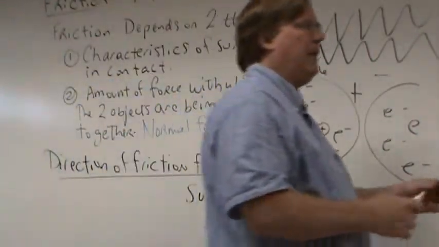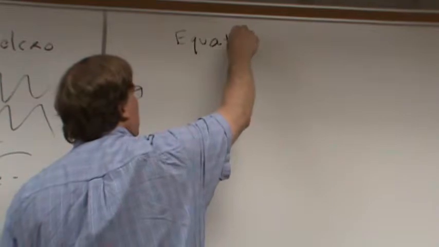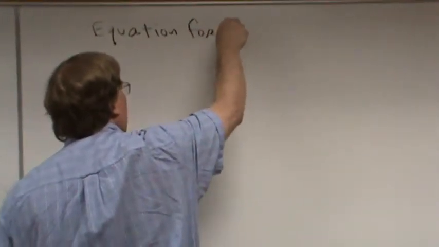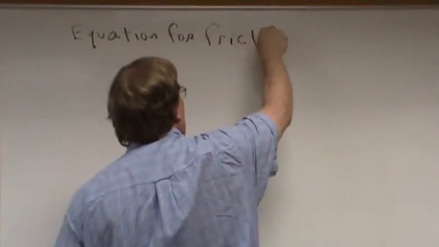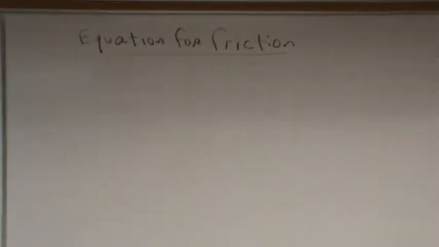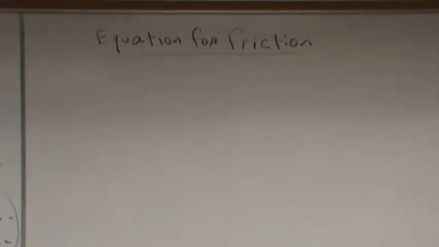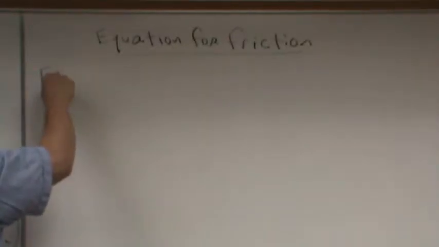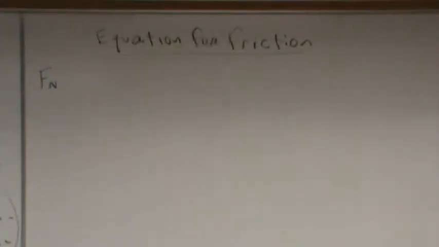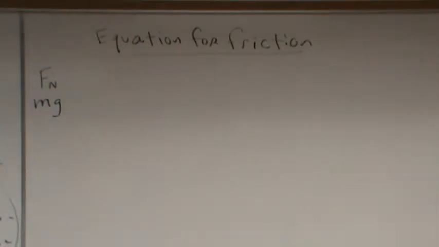Okay, great. So it's time to get an equation for friction force. First of all, we need a symbol to symbolize friction force. We've already learned about normal force, which we call F sub n, and we've learned about weight, which we tend to call mg, depending on what the g is.